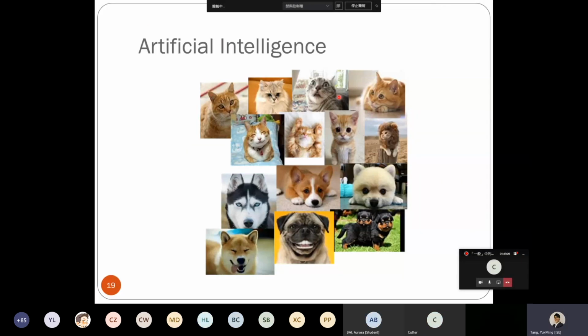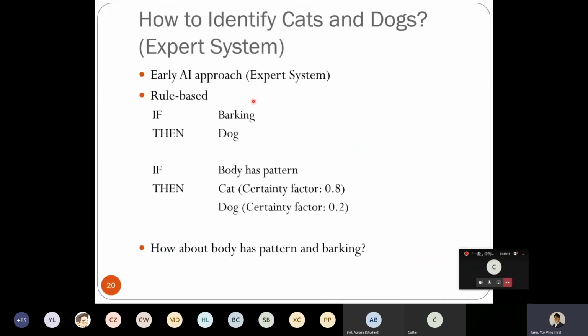So how can you identify dogs and cats? Maybe listen to their voice. Many years ago, we were using the expert system, using rule-based reasoning. We check if the dog is barking, then the answer is dog. If the voice is meow, then it should be the cat, right?